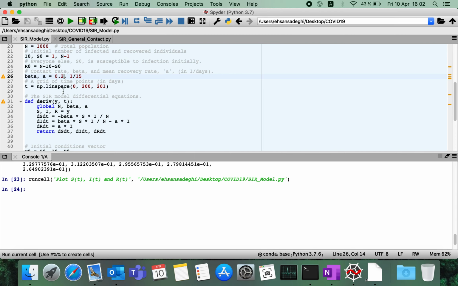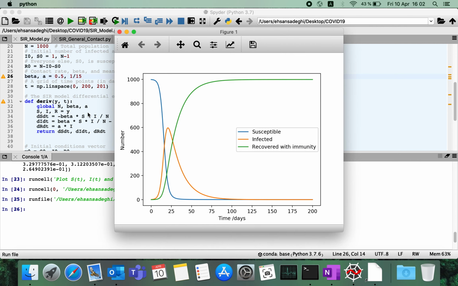So if we increase it from 0.2 to, let's say, 0.5 and run the cell, you'll see the number of infected people gets increased. We have a much narrower peak. The number of susceptible people also starts and falls earlier.